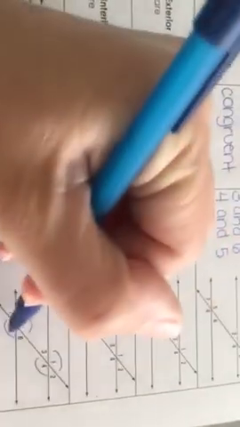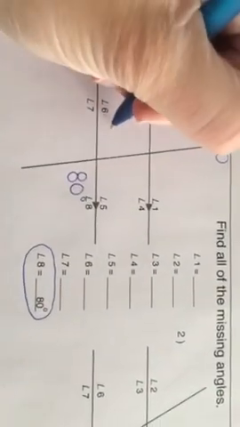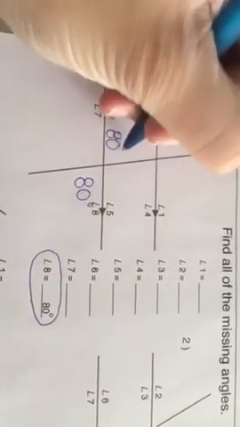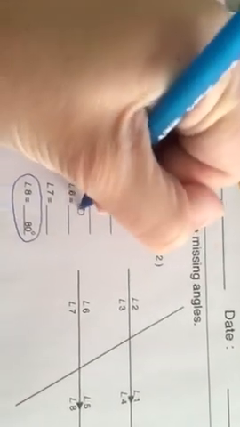And I remember that vertical angles are congruent, and those are the ones that are opposite of each other. So like 1 and 4, 5 and 8. So they go right across from each other. So I'm going to look at the angle that's right across from angle 8, and that's angle 6, and I know that's also going to be 80 degrees. It's going to be congruent. So angle 6, 80 degrees.